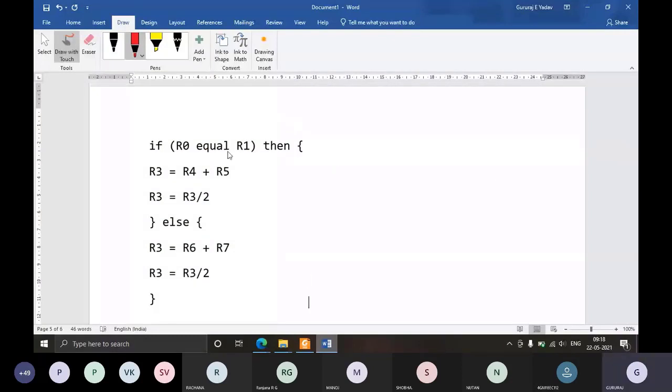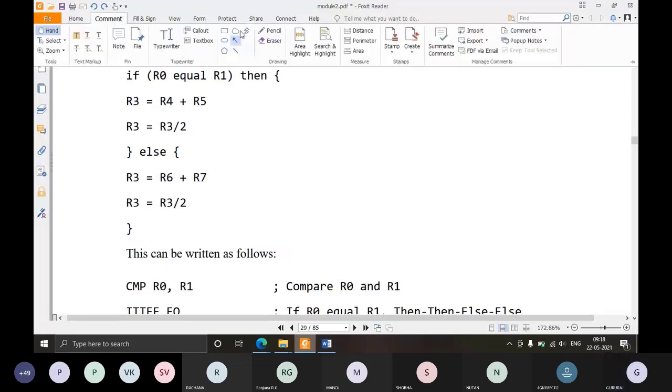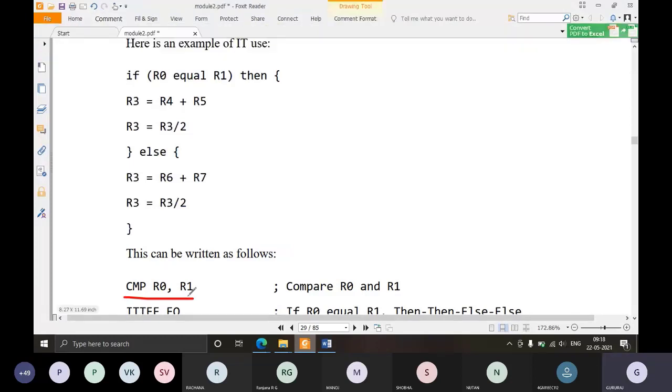So first thing is you have to compare R0 with R1. For that the instruction is CMP. You can use .W also, no problem. So CMP R0, R1. You are comparing R0 with R1. So first statement, let me verify whether it is correct. Yes, you can see here: compare R0 with R1. The first statement that you have converted is fine.